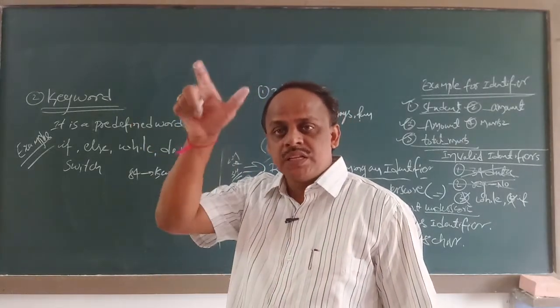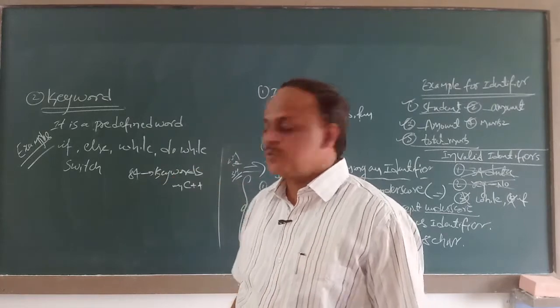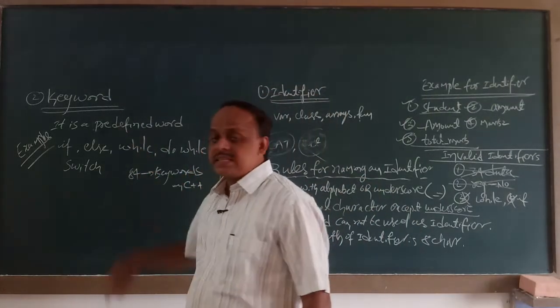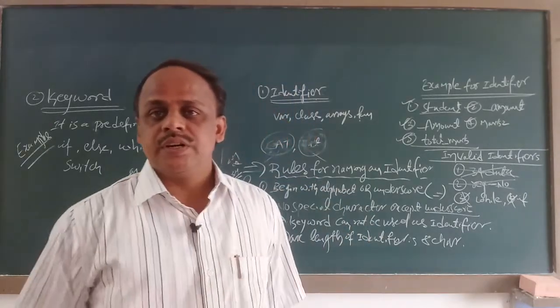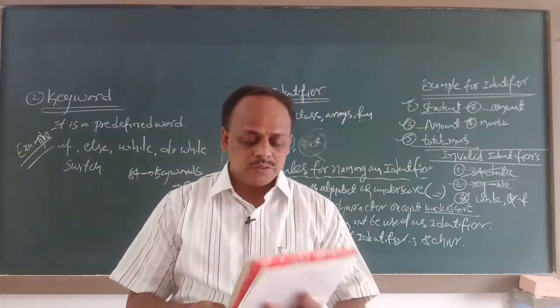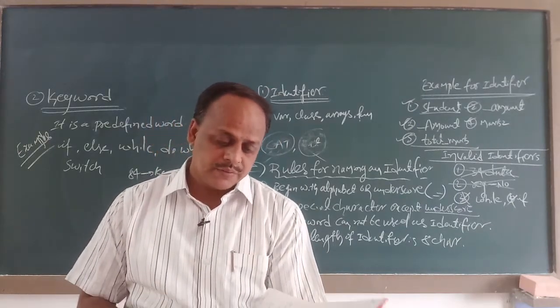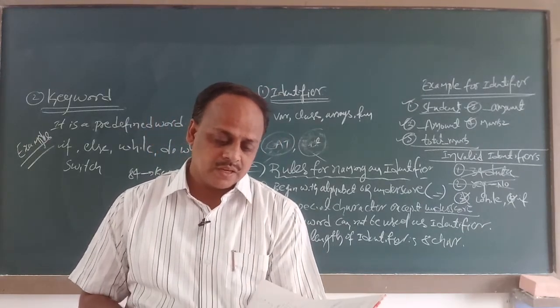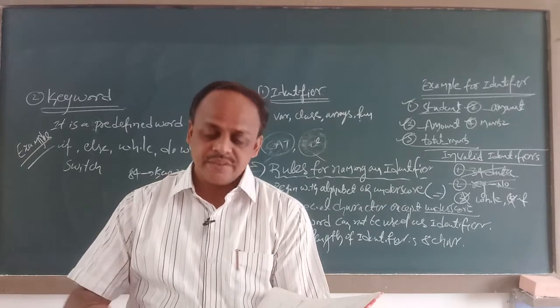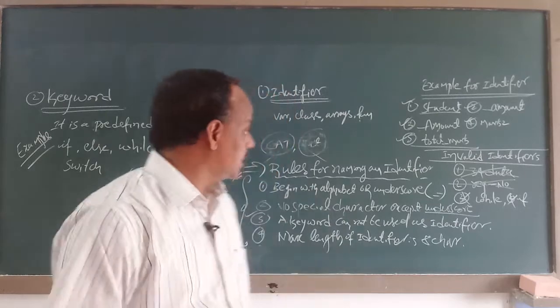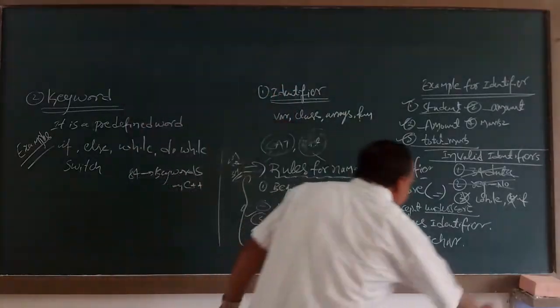Just see the chart of keywords in your textbook. So these 84 words are considered as what? Keywords, right? Now let us see the third one, that is, I think, variable, right? So identifier is over, keyword is over. Now let us consider the third one, that is variable.